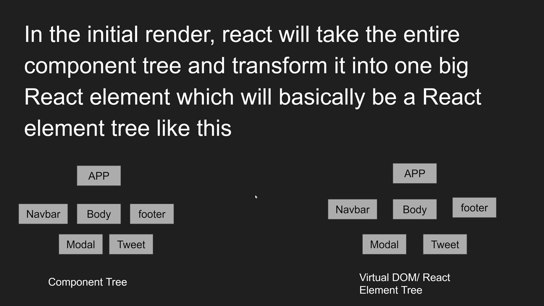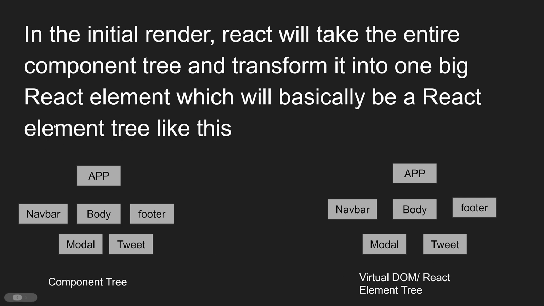So when the initial render is happening, React will take the entire component tree and transform it into one big React element tree. Here this is our component tree. At the top you have App, and then you have Navbar, Body and a Footer. Let's think of it as a profile or anything, and in this Body you have a Modal and a Tweet. Okay, component tree.